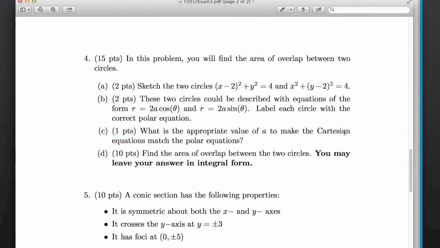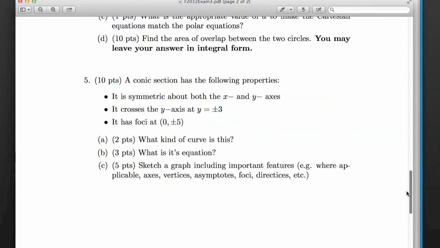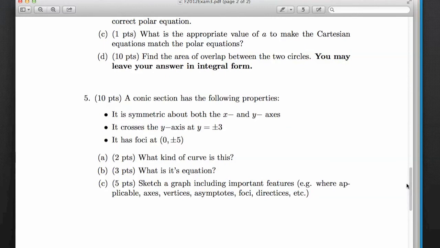Oh yeah, this guy here. I was hoping this one would be kind of a layup for you, but maybe it was so long ago that we forgot. The conic section has the following properties: symmetric about both x and y axes, which is nice, so that means it's kind of centered at 0, 0. Crosses the y-axis at y equals plus or minus 3. We don't know much about the x-axis, just the y-axis, but it has foci at 0, plus or minus 5.